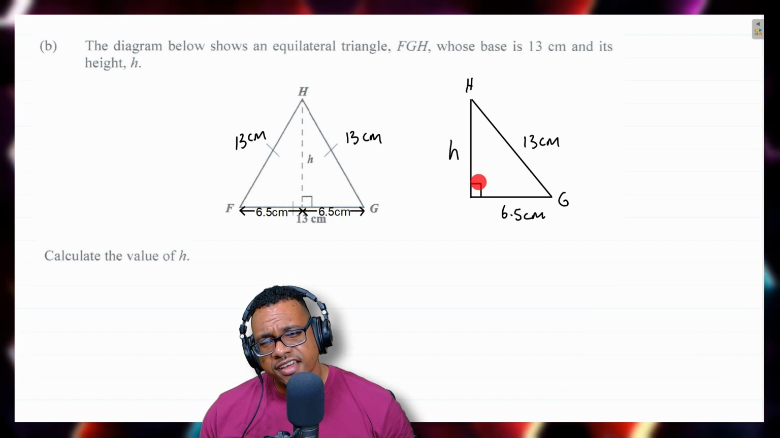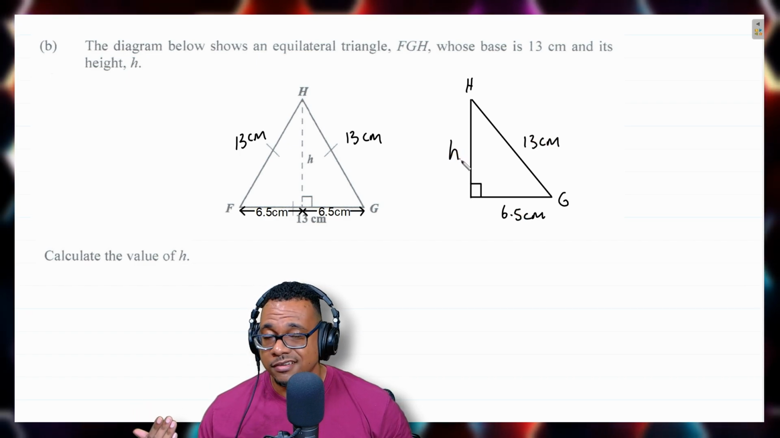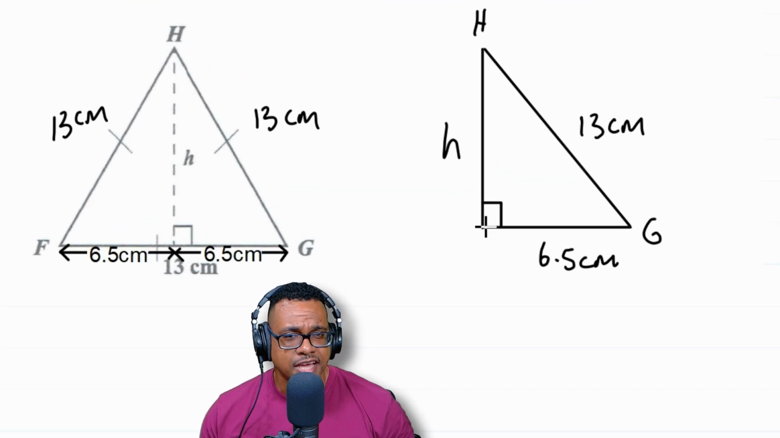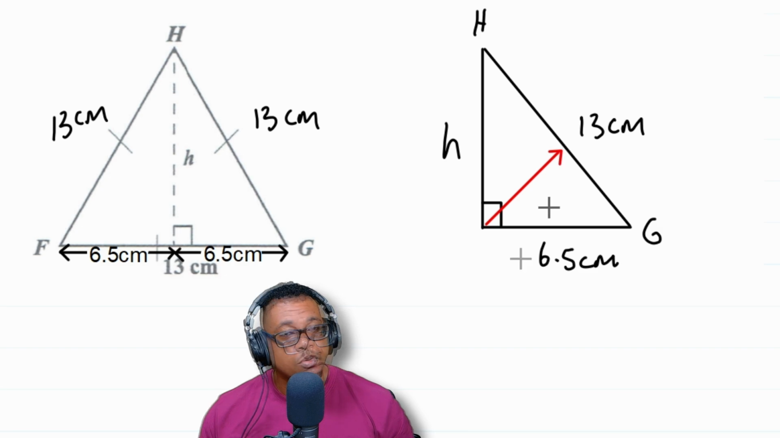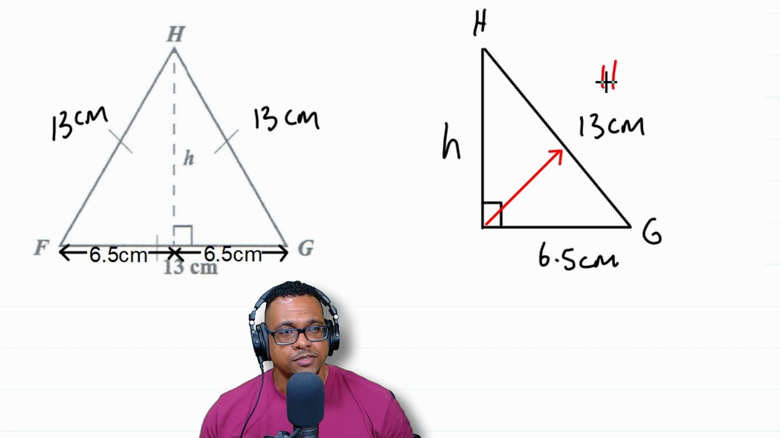So now we have a right angle triangle. We have two sides given and one side missing. And that tells us we have to use Pythagoras' theorem to find the missing side. So first we're going to identify the hypotenuse, which is the longest side on a right angle triangle, or the side opposite the right angle. So you see I drew a line from the right angle. It touches this side, and therefore HG is the hypotenuse of the triangle. So I'm going to put hypotenuse here.